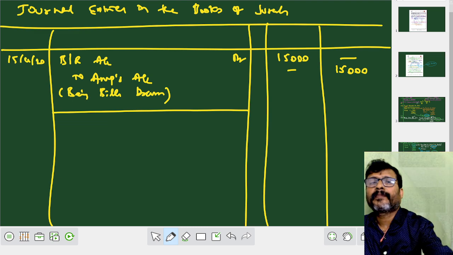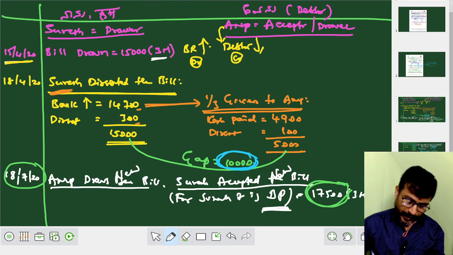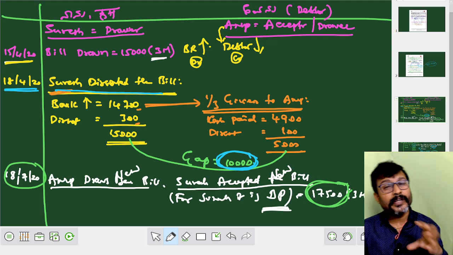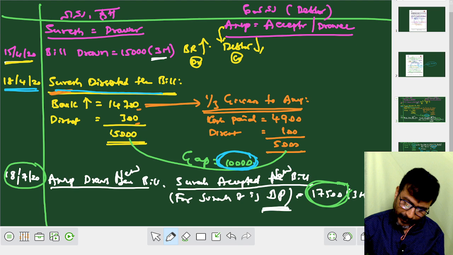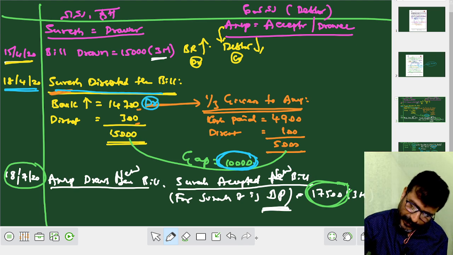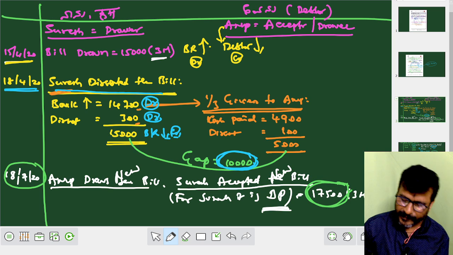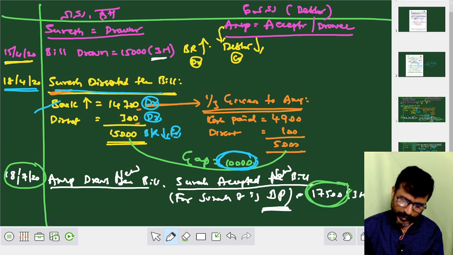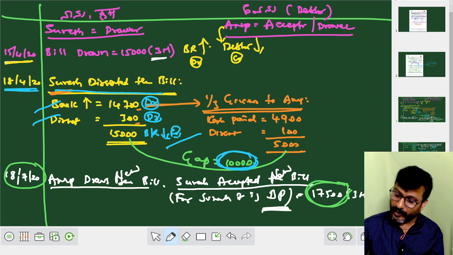Fine. After drawing the bill, what happened? See what happened. On 18th April, Suresh discounted the bill. Who is Suresh? When we discounted the bill, what happened? Our bank balance increased. It is to be debited. It is a discount. It is to be debited. Your bills receivable decreased. It is to be credited. Entries: bank account debit, discount account debit, to bills receivable account. On what date, my dear student? On 18th April 2020.